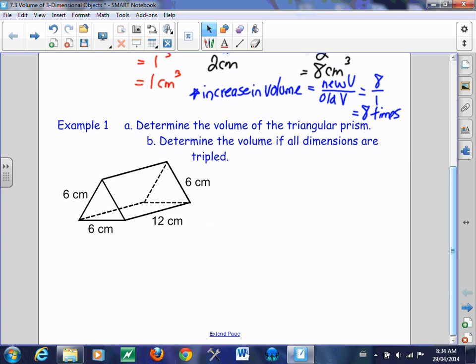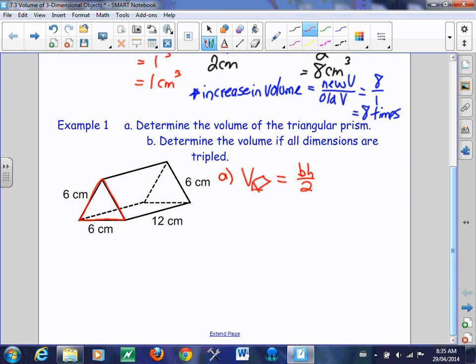Example 1. Determine the volume of, for A, determine the volume of the triangular prism. Taking a look at A, first thing I have to do is look up the formula. Or you could take a look and say, hey, let's let my base be this triangle. So volume of the triangular prism equals, I'm going to say base times height divided by 2, and then I'm going to times it by its length.